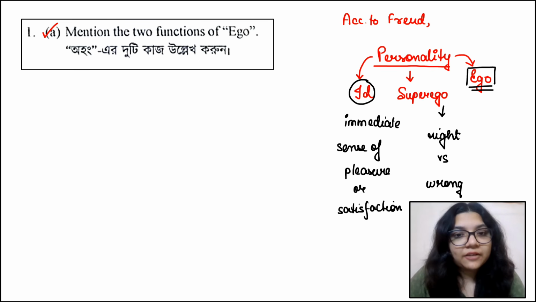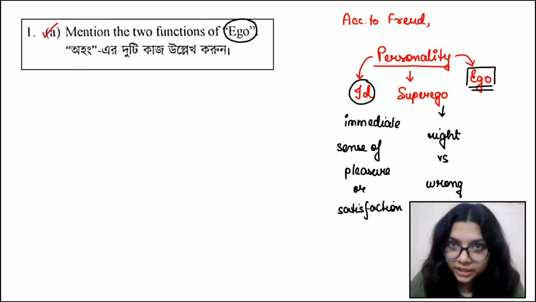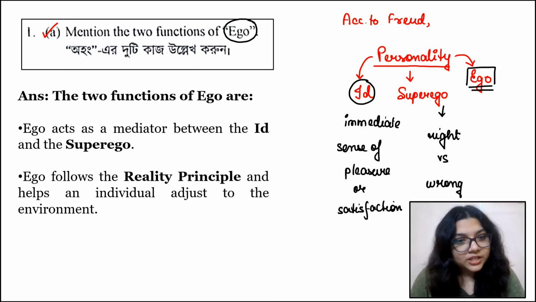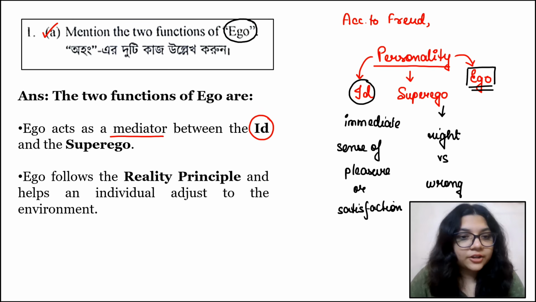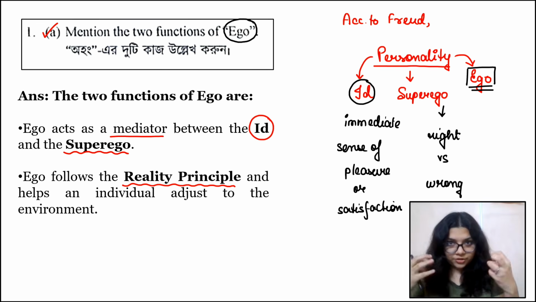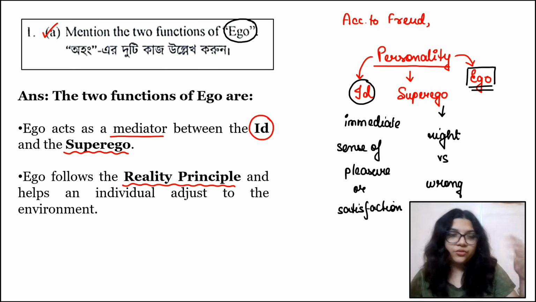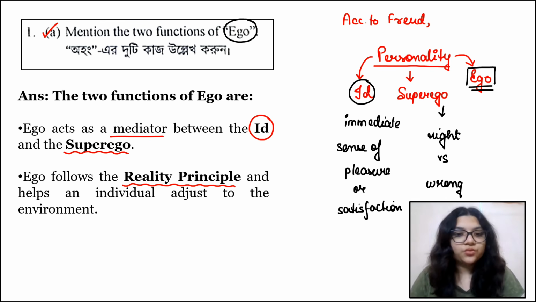So, if we have to understand the two functions of ego, what do we say? The first function you can say is it acts as a mediator. That is, it is in between your ID and your superego. And ego follows the reality principle. That is, neither do you want it just now, nor is it like you don't want to also forget about it. So what is the reality? What can you actually do such that you are able to adjust to the environment? You're able to adjust to whatever condition you are given.